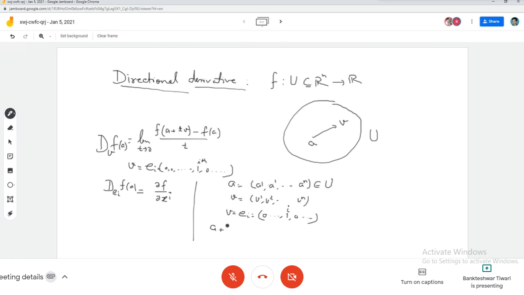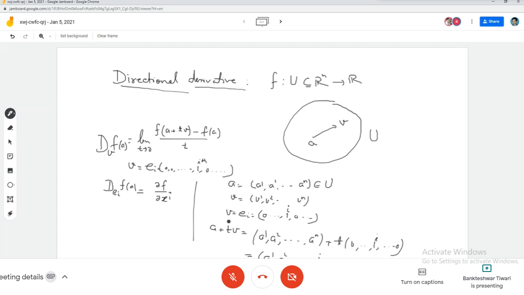So what is A plus tV? So A plus tV will be this A1, A2, and AN, and plus t times 0, 0, 0, and at ith place 1. So what is this? So this will be A1, A2, and in ith place it will be Ai plus t, and again the rest terms will be Ai plus 1 and so on, and the last term will be AN.